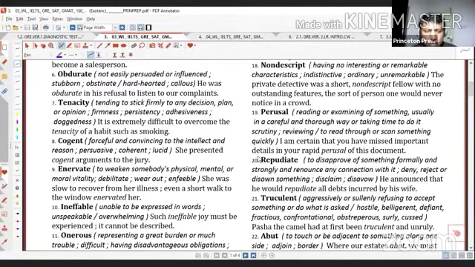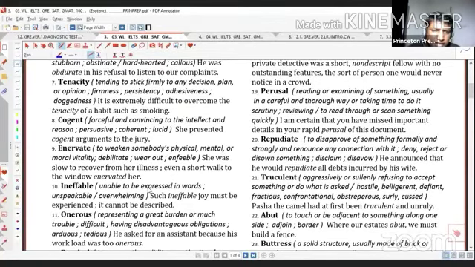What about cogent? Cogent is forceful and convincing to the intellect and reason. Persuasive, coherent, lucid. She presented a coherent argument to the jury. মানে খুবই জোরালো, বাংলায় হবে জোরালো, cogent.